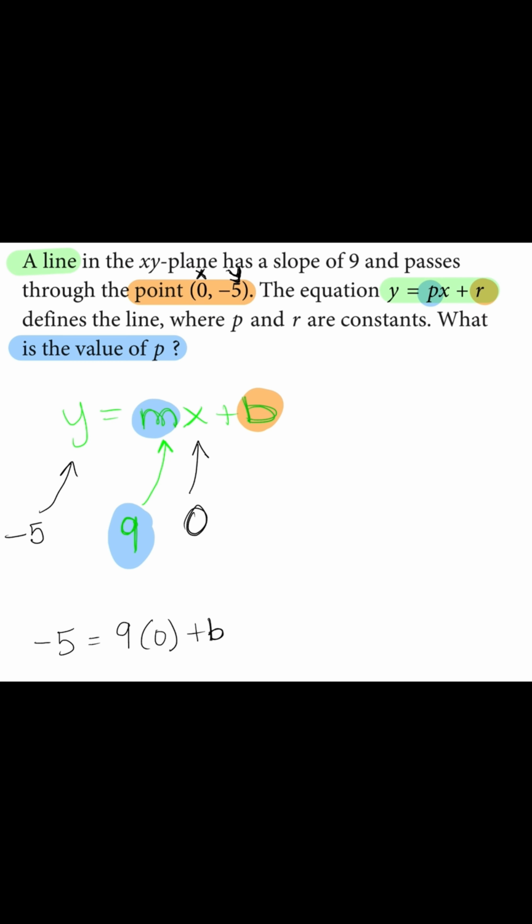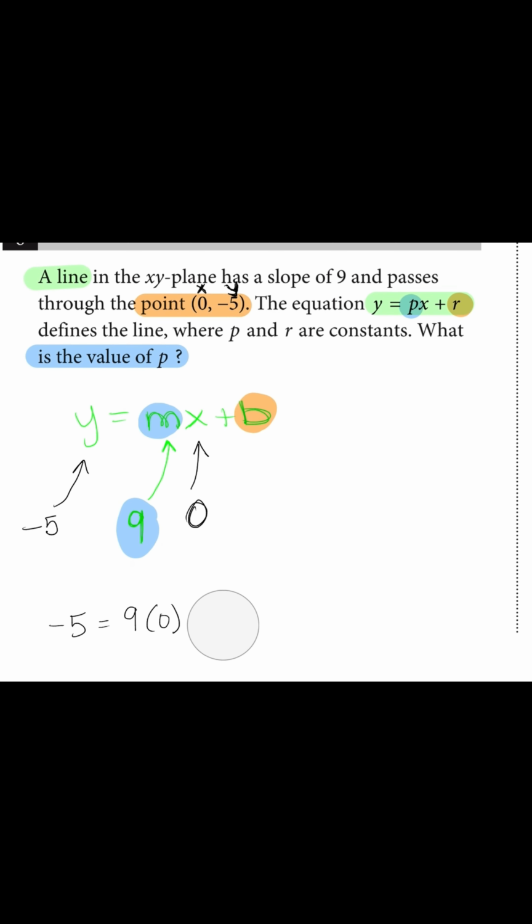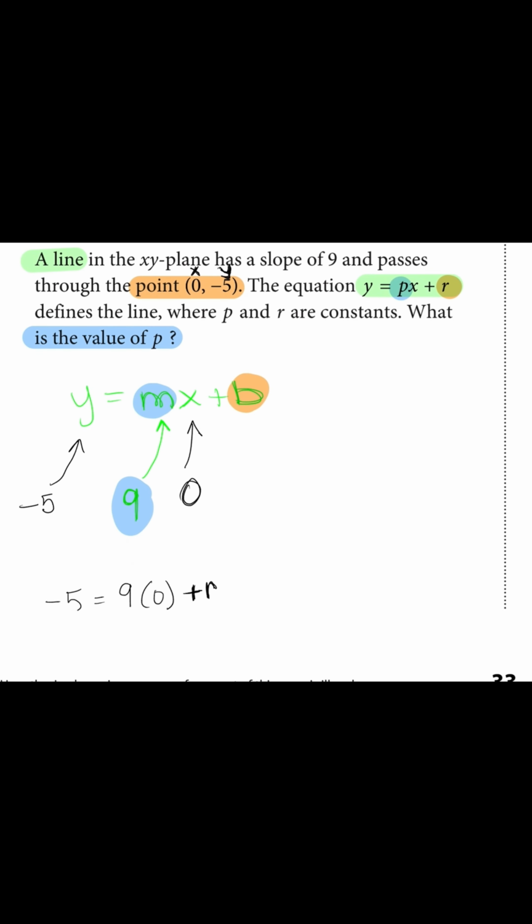And remember, b is r, okay? Because we just changed the letters. Well, since I know that b is r, I'll just go ahead and put it back. So I'm just going to keep going here. -5 equals, and 9 times 0 would just be 0 plus r. And then 0 plus r would just be r. So -5 is equal to r.